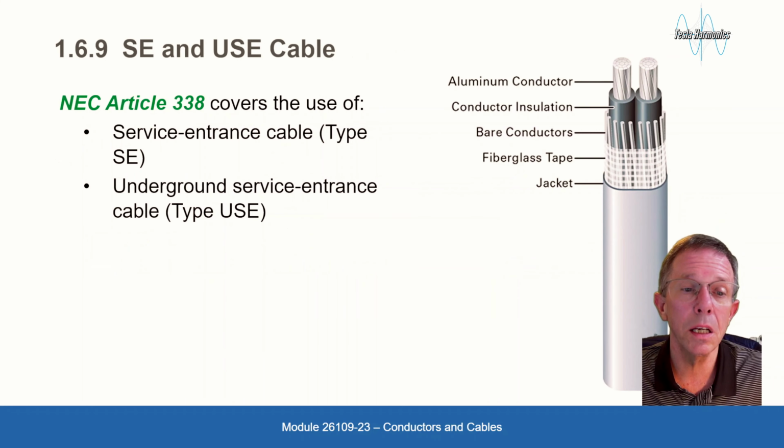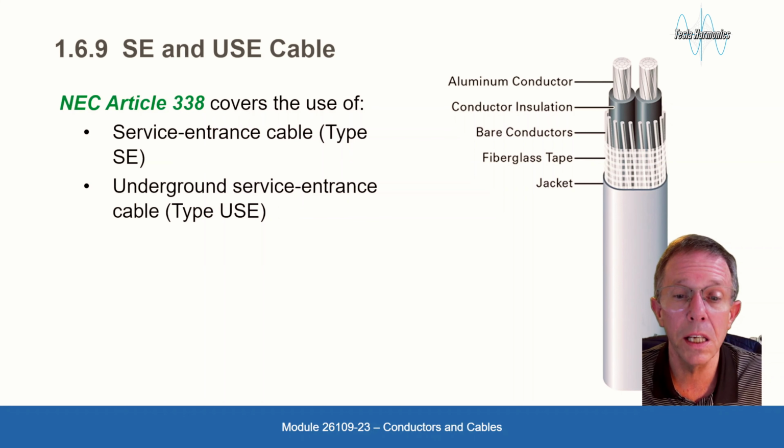SE and USE cable. NEC Article 338 covers the use of service entrance cable, or type SE, and underground service entrance cable, type USE. It has 2 aluminum conductors, conductor insulation, the bare conductors, a fiberglass tape, and an outer jacket.